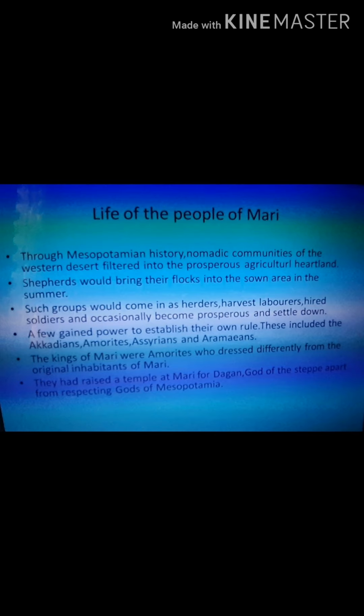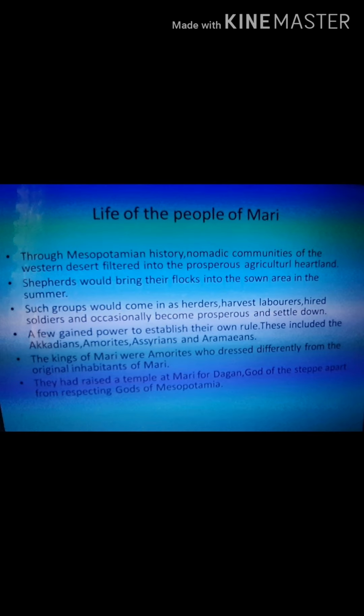Historians, through their studies, have revealed the life of the people of Mari. Through Mesopotamian history, nomadic communities of the western desert filtered into the prosperous agricultural heartland. Shepherds would bring their flocks into the sown area in the summer, and various groups of people would come to Mari as herders, harvest laborers, and hired soldiers, and occasionally they became prosperous and settled down. A few gained power to establish their own rule also. These included the Akkadians, Amorites, Assyrians, and Arameans.